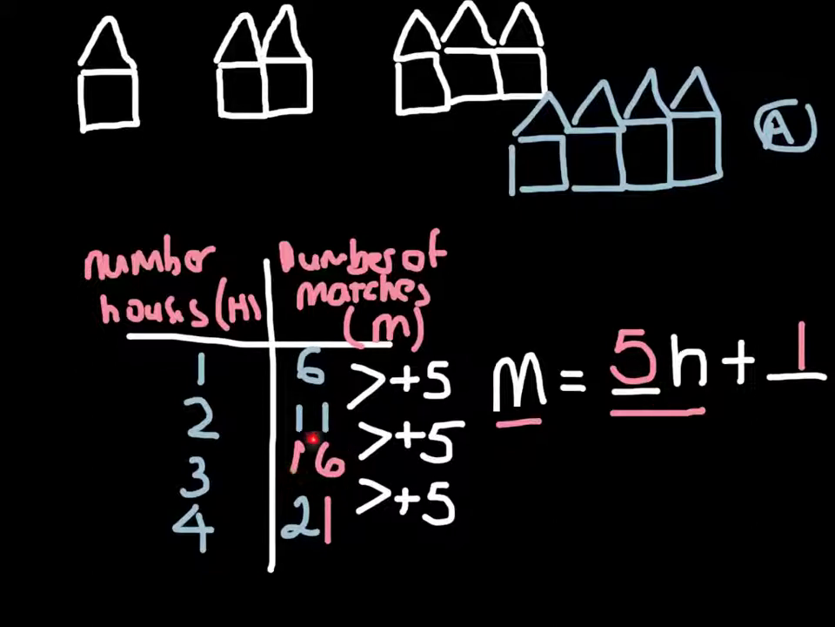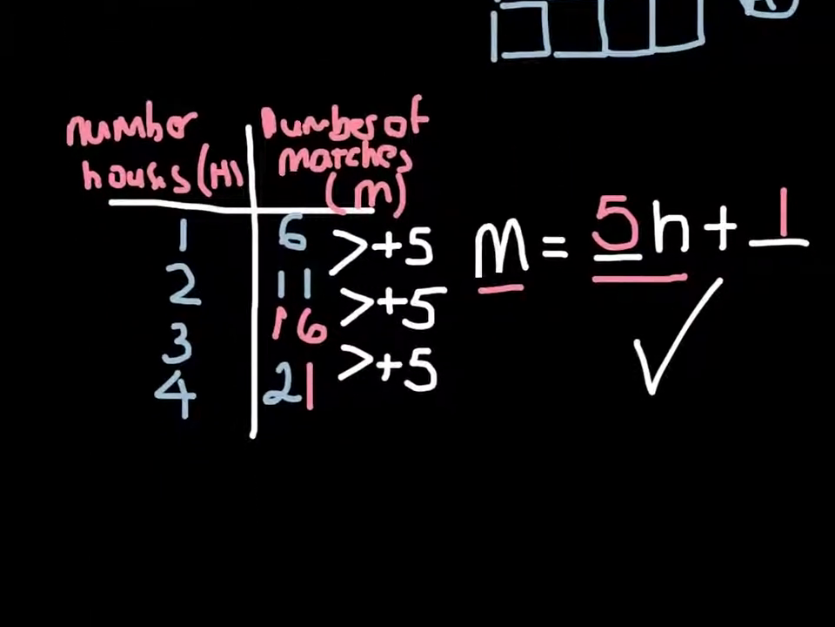What do I have to add to get to 16? I have to add 1. Okay, so the rule is going to work for all of them. We'll try one more of them when I've got 2 houses. Okay, when I've got 2 houses, I should have 5 times 2 is 10 plus 1, 11. So I should have 11 matches, which is what I have, therefore I know it's correct.